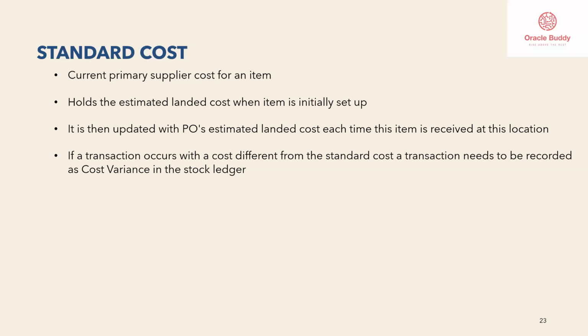Next is standard cost. The current primary supplier cost for an item holds the estimated landed cost when the item is initially set up. It is then updated with the PO's estimated landed cost each time the item is received at this location. If a transaction occurs with a cost different from the standard cost, a transaction needs to be recorded as cost variance in the stock ledger.